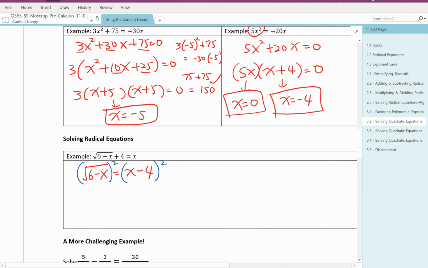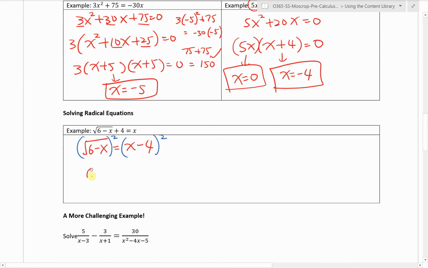So then we can expand. This becomes 6 minus x. On the right hand side, if you expand, again, common mistake, people think this is x squared plus 16. It's not, okay? You need to have a middle term, minus 8x right there. So again, x minus 4 squared means x minus 4 times x minus 4. So make sure you do your expansion, okay? Distribution property.